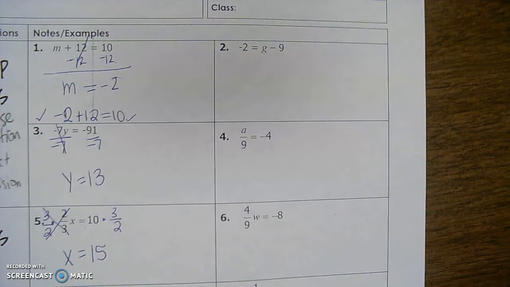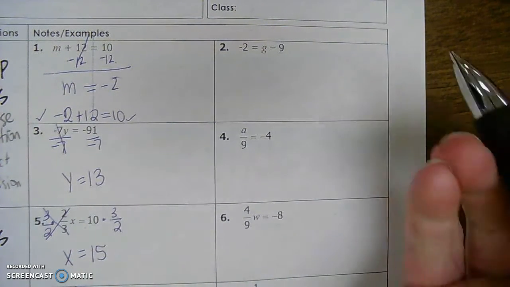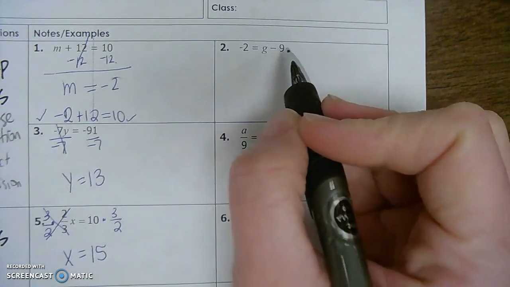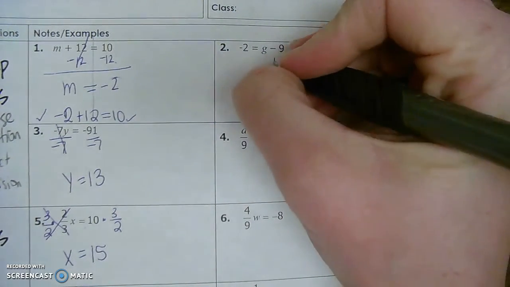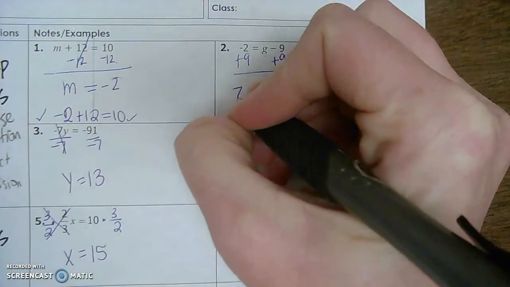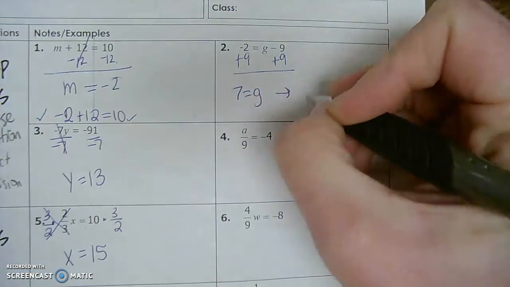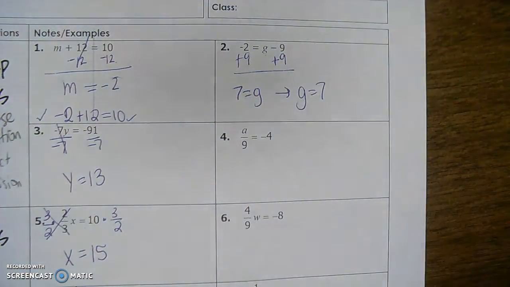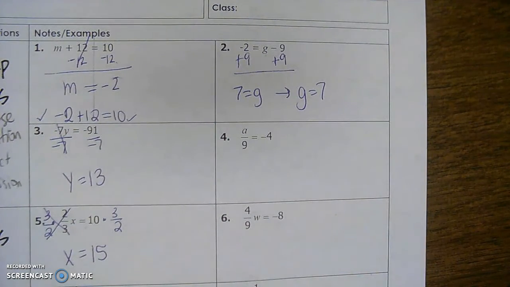These are the even problems for page 16 and 17. When we look at number 2, we see minus 9, so we need to add 9 to both sides. You can put 7 equals g. I would prefer that g equals 7. It's a lot easier, especially when we get inequalities, to always have your variable on the left-hand side.